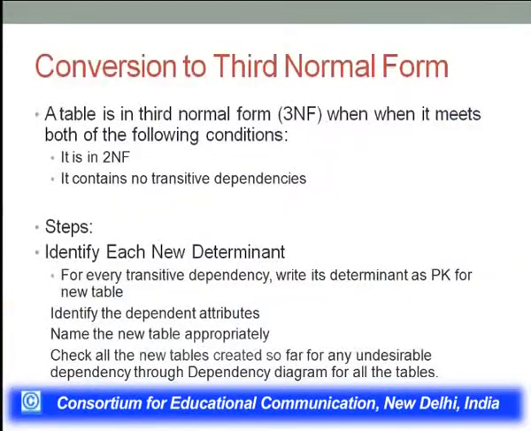For this, the two non-key attributes are written separately. Then identify the dependent attributes and name the new table appropriately. Check all the new tables created so far for any undesirable dependency through the dependency diagram for all the tables.